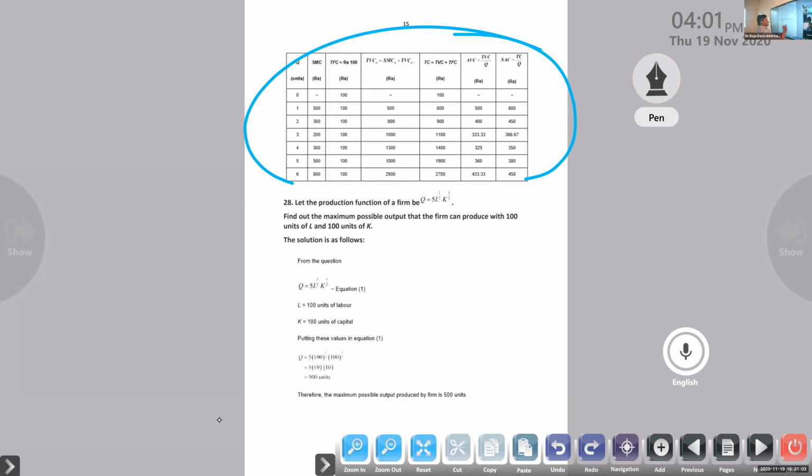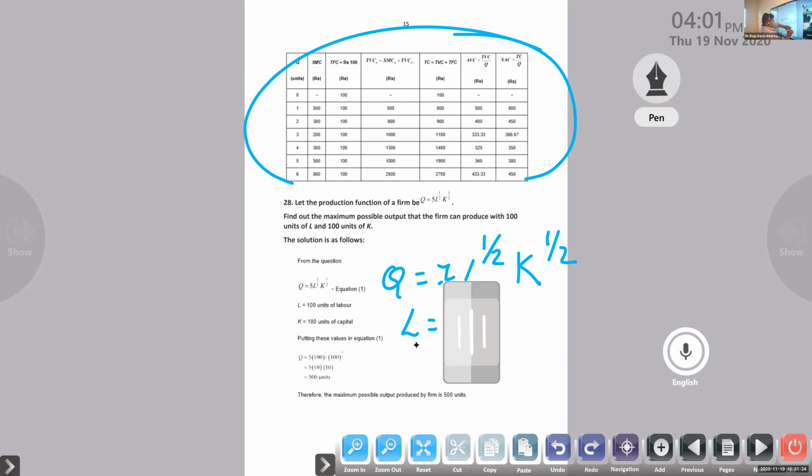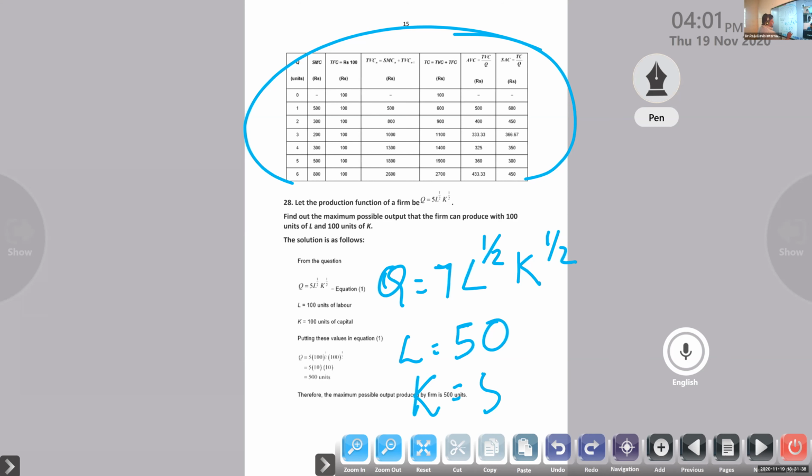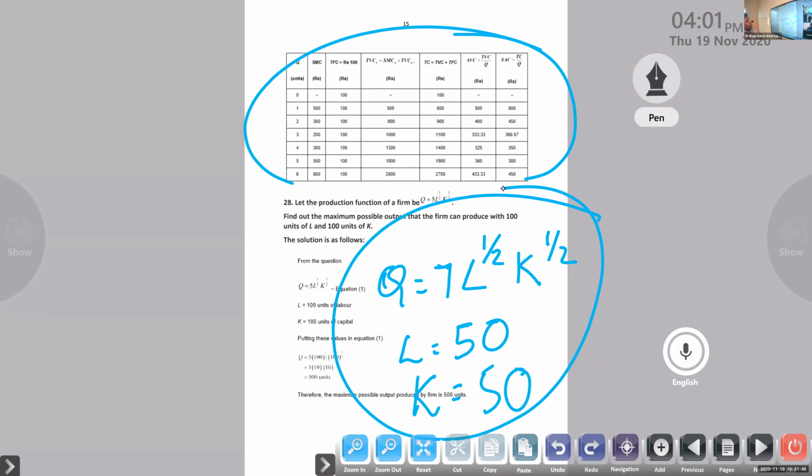Okay, and complete the task with another equation. Q = 7 L^(1/2) K^(1/2). L is equal to 50, K also is equal to 50. Calculate that. This is the new equation for you. Solve that. Okay, completed? Write the question, make it fast.